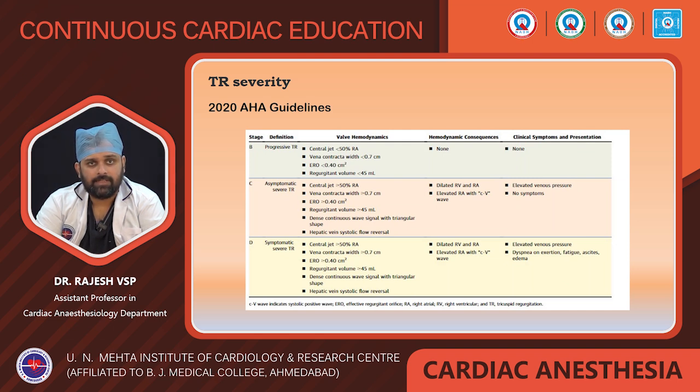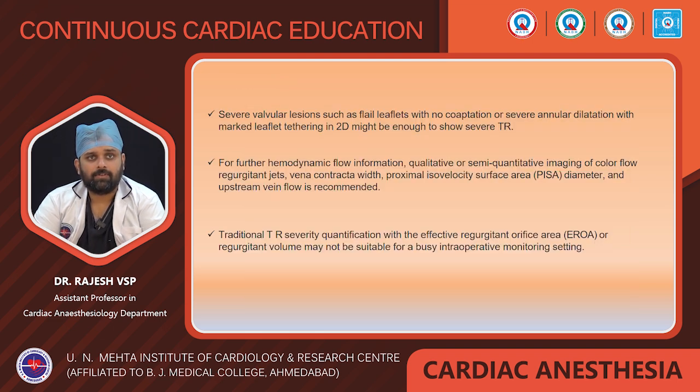As shown here, it is divided into valve anatomy, hemodynamic consequences and clinical symptoms. We will see central jet area, vena contracta, effective regurgitant orifice area and regurgitant volume. Severe valvular lesions such as flail leaflets with no coaptation, or severe annular dilation with marked leaflet tethering in 2D, might be enough to show severe TR.